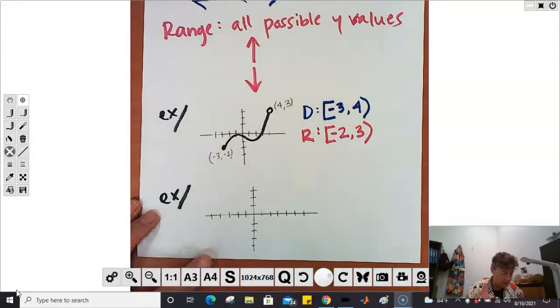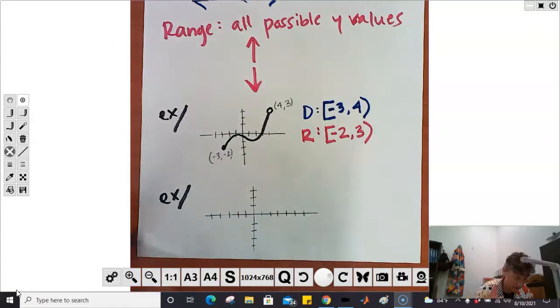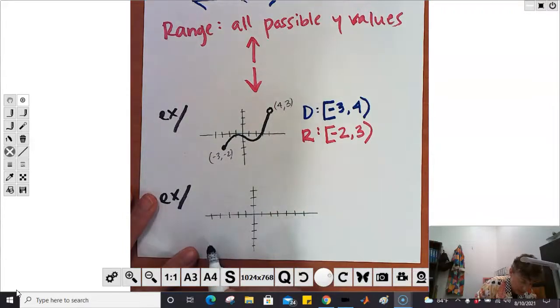All right, let's put an open circle. Let's start with an open circle this time. Let's do an open circle at -5, -4.